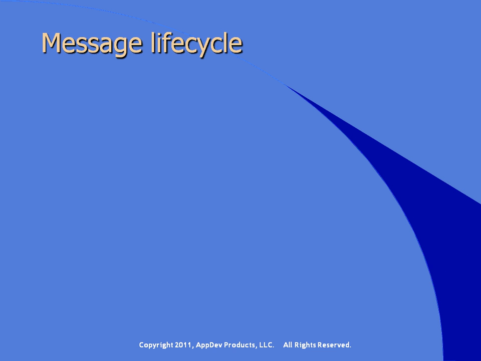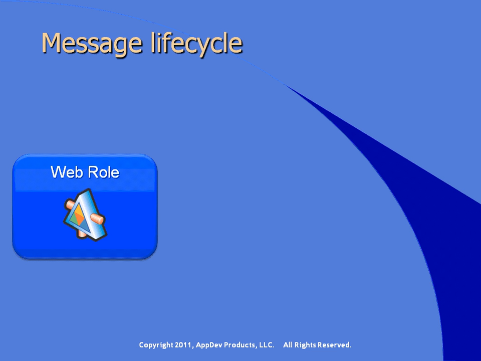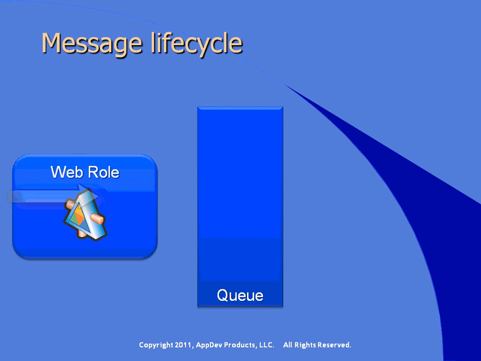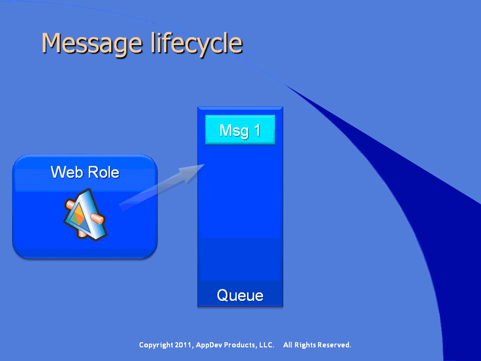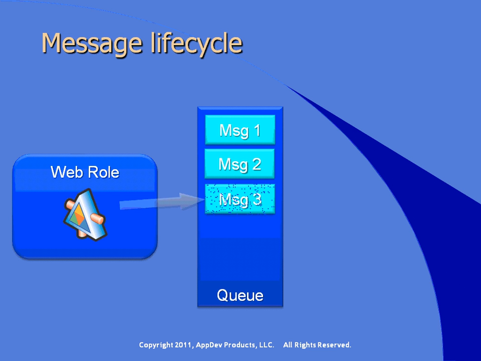Let's talk about the life cycle of a message. Here we have a web role. It's accepting requests from an application. And here we have a queue. And this web role is receiving requests to put messages on the queue. In this example, the web role has just put message 1 on the queue. And it goes back to the application and says, yep, I just put message 1 on the queue. And as well, it can put multiple messages on the queue. So it put messages 2, 3, and 4 on the queue.